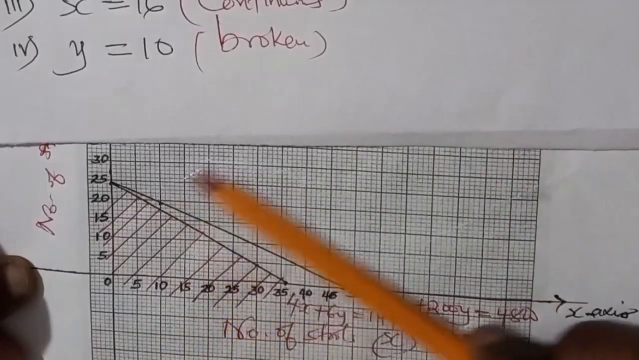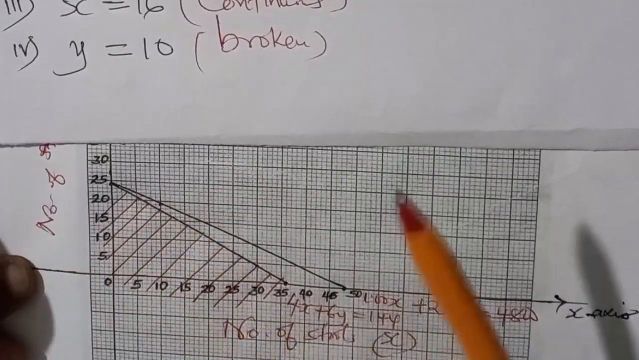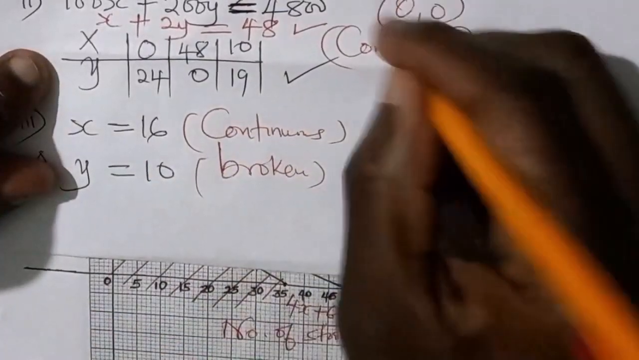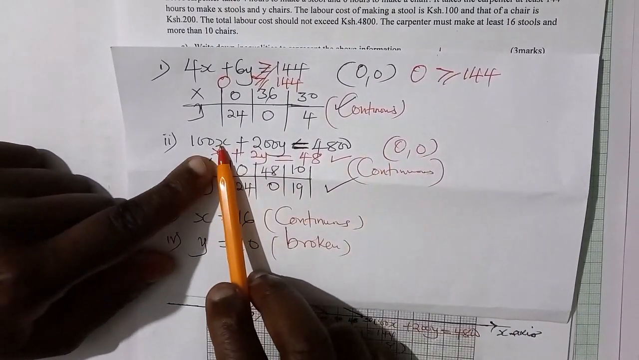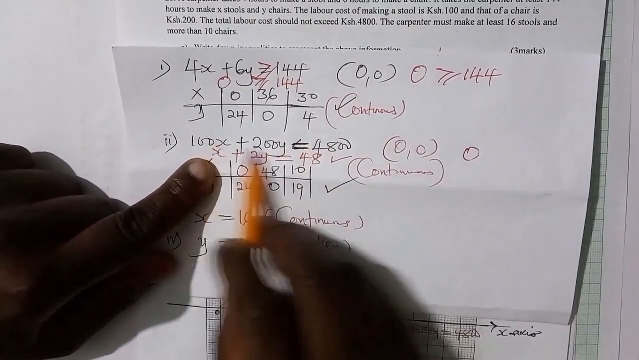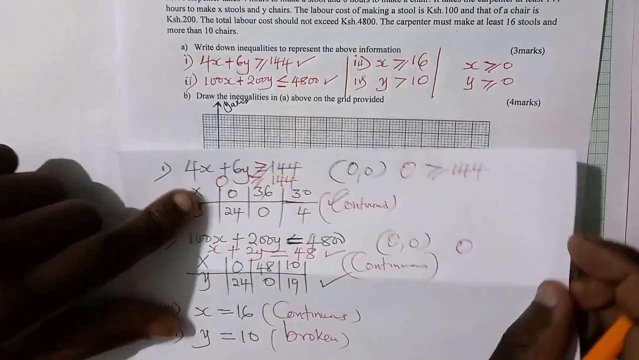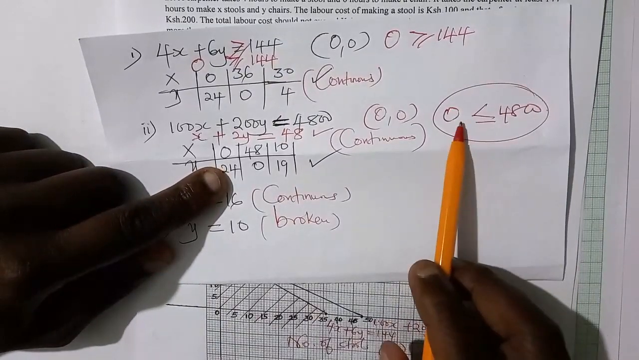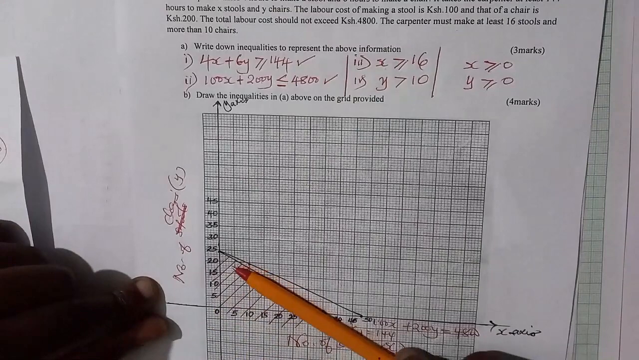We pick a point on either side. So I'll pick a point on the lower side, 0, 0 still. x is 0, y is 0. I substitute it here. 100x plus 200y, so the whole of the left hand side will be 0. Then remember the sign is less than or equal to 4,800. Now is this true? Yes, it's true. 0 is less than 4,800. So that side satisfies the inequality, the lower side.